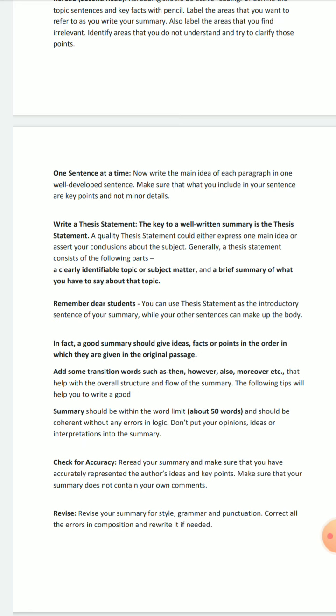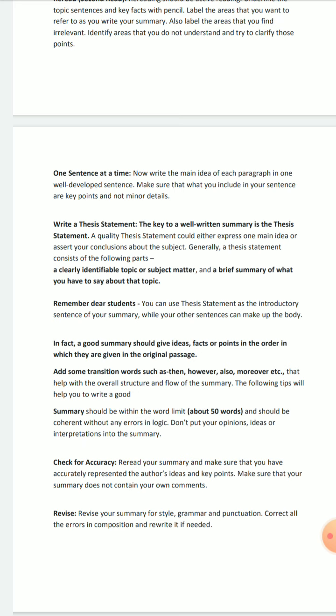And finally, revise. Revise your summary for style, grammar and punctuation. These things should be error free. There should not be any grammatical mistakes. I told you that the entire summary should be error free, and obviously you should revise your style. You should check your grammar. If you have used some punctuation marks, please check whether they are grammatically appropriate or not.